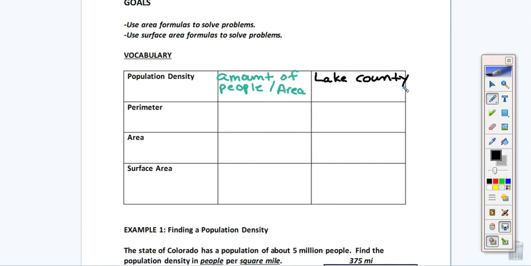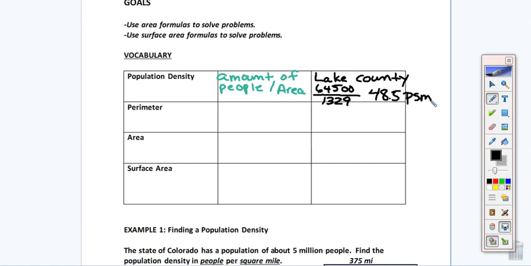Okay, what was that population density? 64,500, what was the area again? Was it 1329? Yeah. Okay, Lake County, California: 64,500 people divided by 1329 square miles. 48.5. Okay, so that means 48.5 people, and I'm going to write it this way, PSM, which means people per square mile. People per square mile is what I'll write there as an abbreviation.